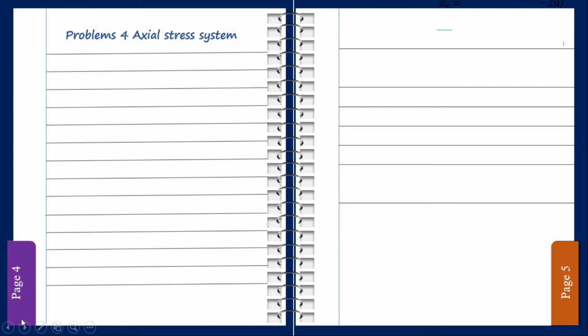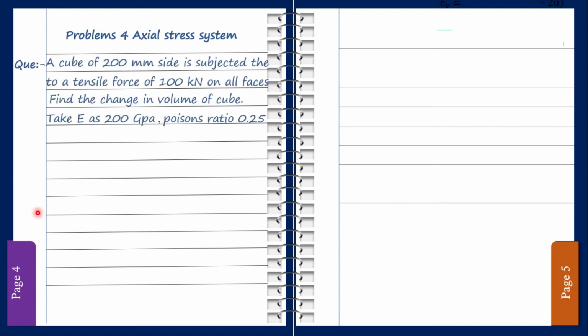Now problems on axial stress system. Question: a cube of 200 mm side is subjected to the tensile force of 100 kN on all faces. Find the change in volume of cube. Take E as 200 GPa and Poisson's ratio 0.25.